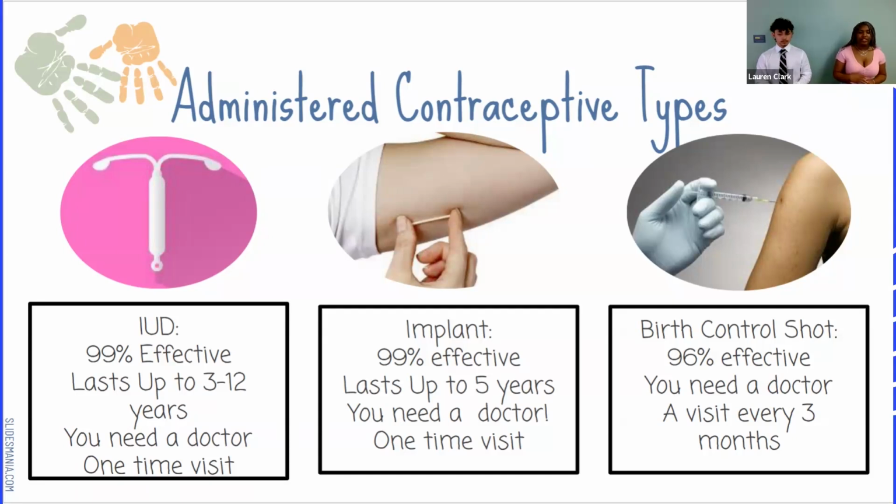And the last example is a birth control shot. It is more long-term, but not as much as the first 2. It's about every 3 months visit. So again, people with disabilities can utilize this form of contraception, but it does have a small time regulation.